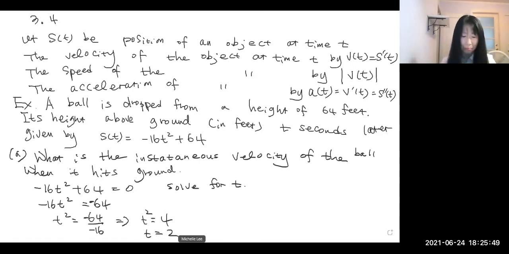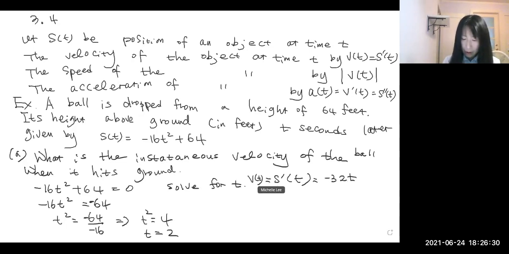Good. Now, all right. So we find instantaneous velocity, which is s prime of t. Okay. So what do you get? What do you have? Negative 32 t, right? Which is velocity over t.